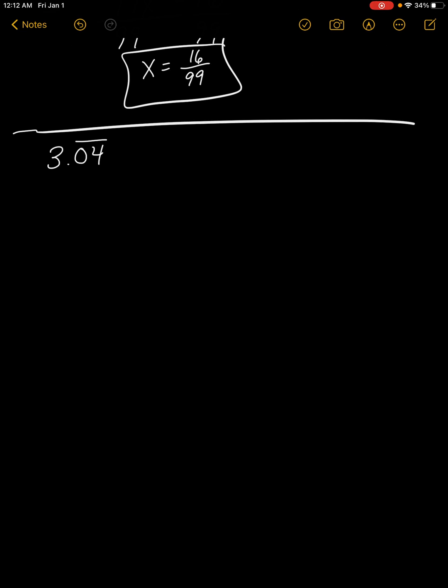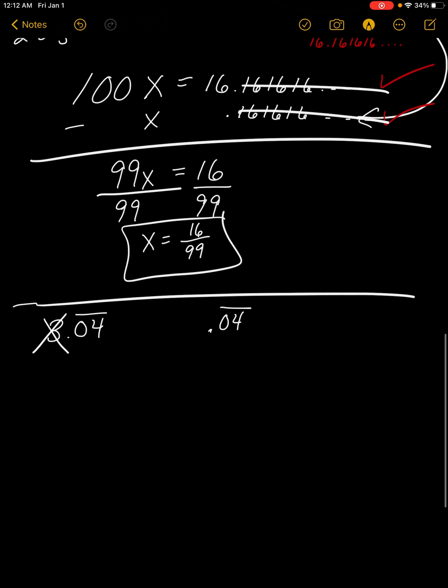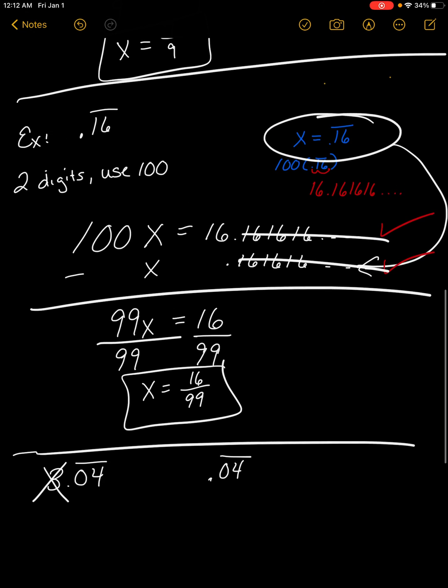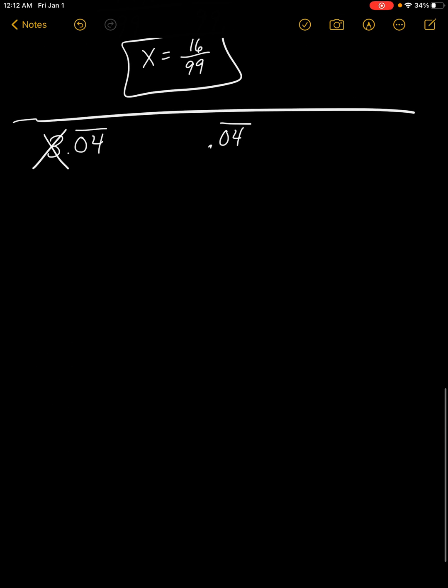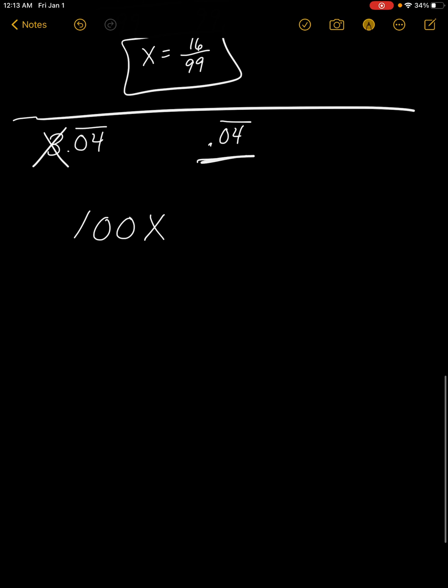3.040404. Now this time it's got a whole number involved. So what I say is don't worry about that whole number for now. Wait till the end to worry about it. Really, all you're going to worry about is 0.0404. If you worry about 0.04, it ends up being exactly like the 0.16 problem. Okay, there are now 2 digits repeating. So you're going to use 100. Okay, 2 digits means 100. You're going to actually take 100 times this 0.04.